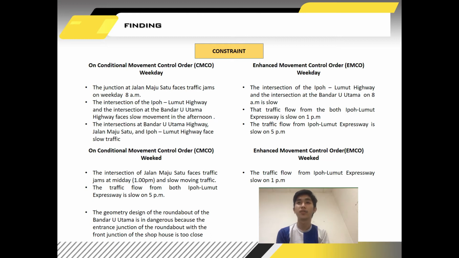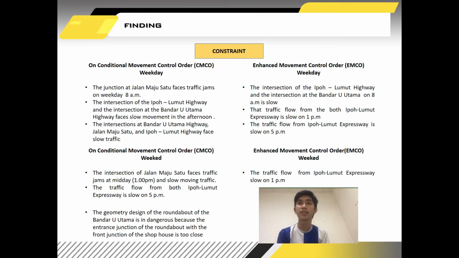Next is on EMCO weekend. Firstly, the intersection of the Ipoh Lumut Highway and the intersection at Bandar Utama at 8 a.m. is slow. Next, the traffic flow from both Ipoh Lumut Expressway is slow at 1 p.m. Third, the traffic flow from the Ipoh Lumut Expressway is slow at 5 p.m. On EMCO weekend, the traffic flow from Ipoh Lumut Expressway is slow at 1 p.m.